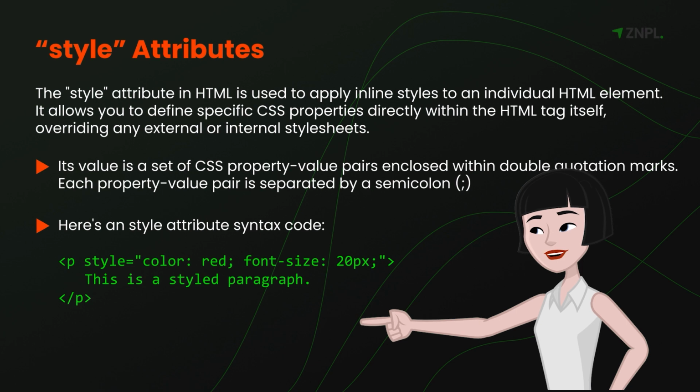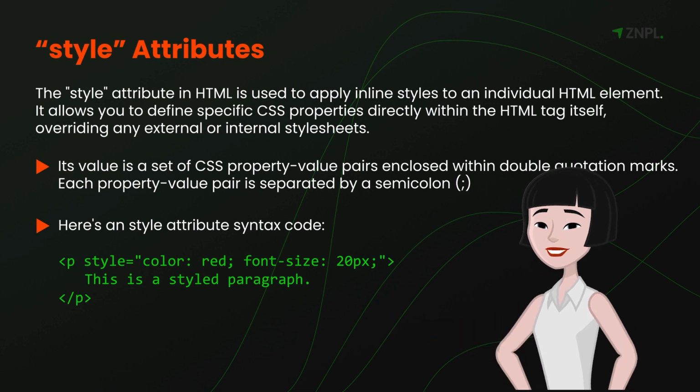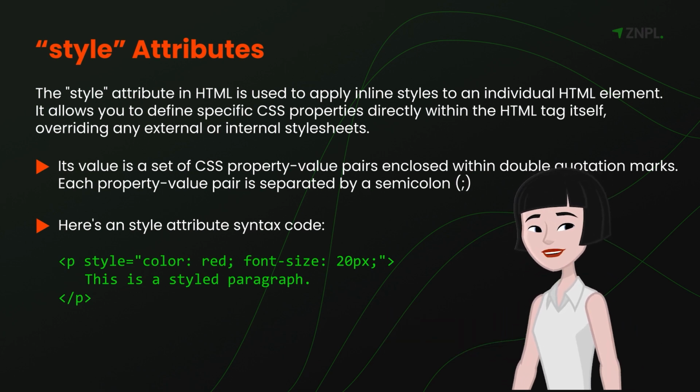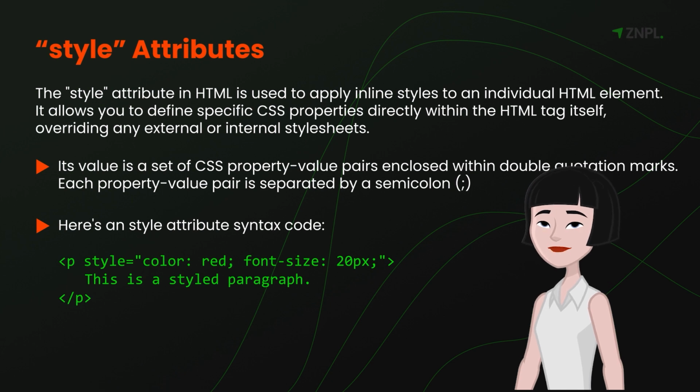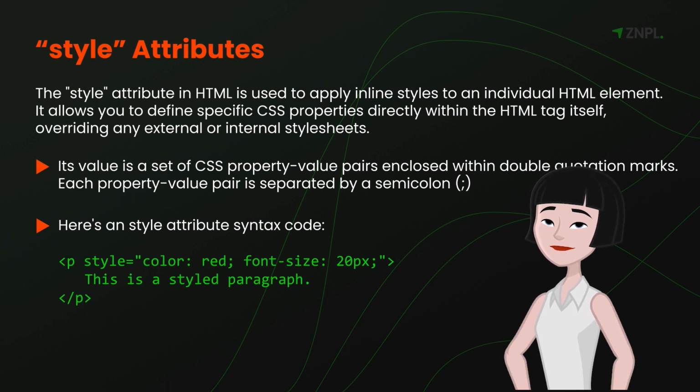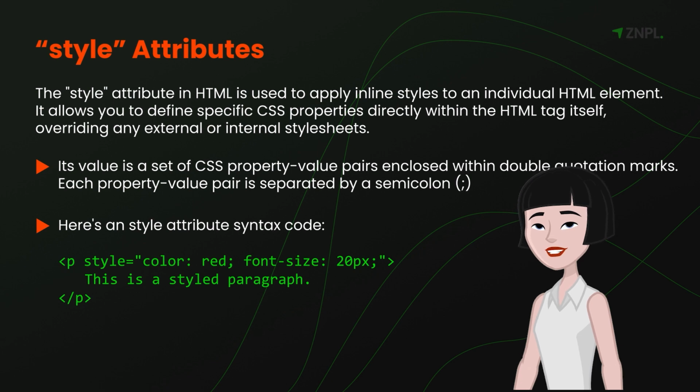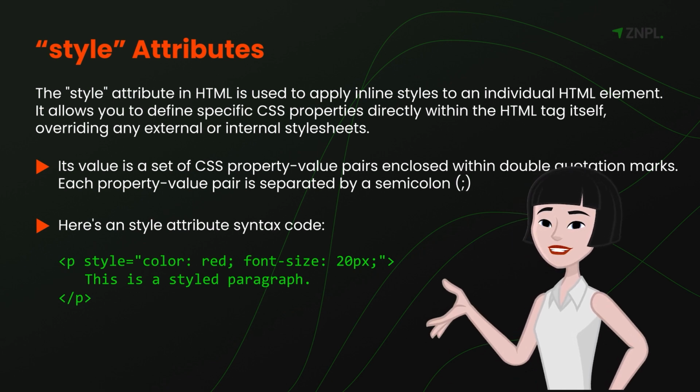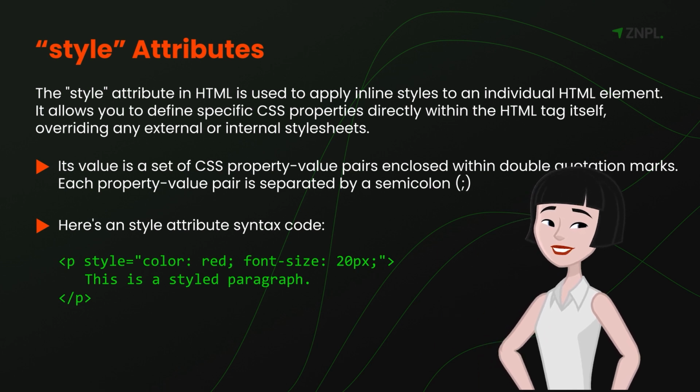Here's an example. In the above example, the style attribute is applied to the p paragraph tag. The specified styles within the attribute value modify the appearance of the paragraph. In this case, the text color is set to red and the font size is set to 20 pixels.